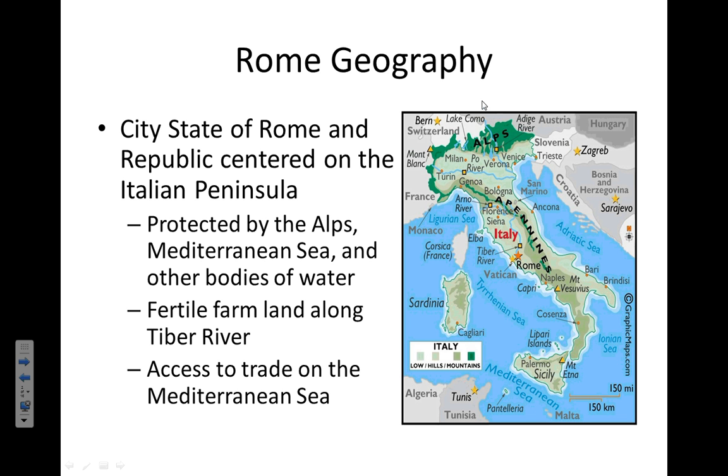and then it has the Mediterranean Sea surrounding the other three sides, as well as other smaller seas. There's a lot of fertile farmland along the Tiber River, which is the main river for Rome. And of course, it has access to the trade routes on the Mediterranean Sea.